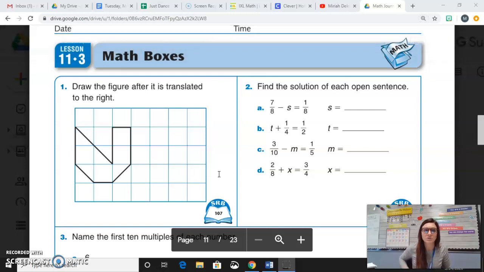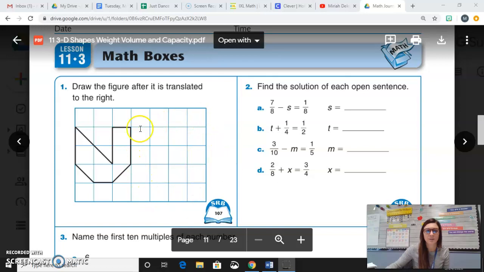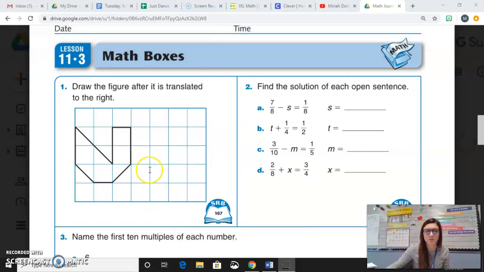And number 1 says, draw the figure after it is translated to the right. Remember, translate means slide. So all you're going to do over here is redraw this shape as it's slid to the right. So you're just redrawing it over here to the right because translate again means slide.